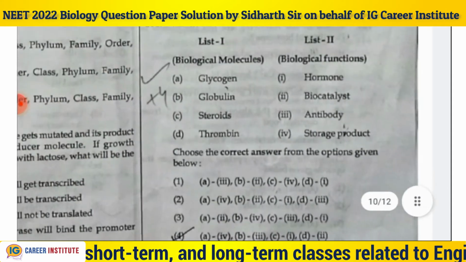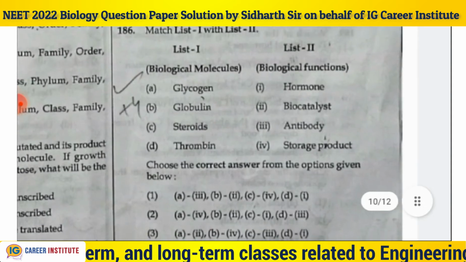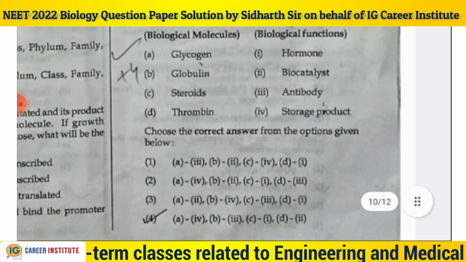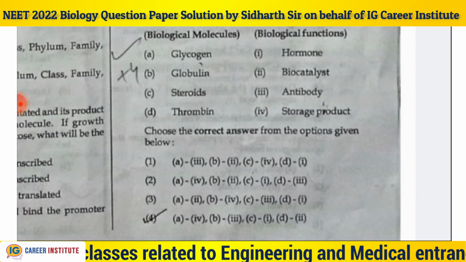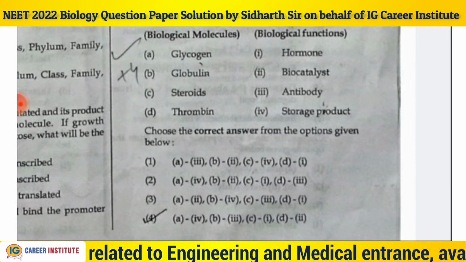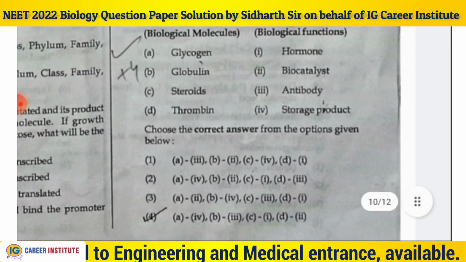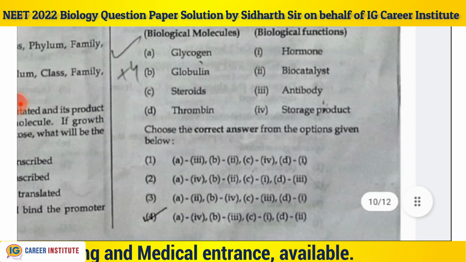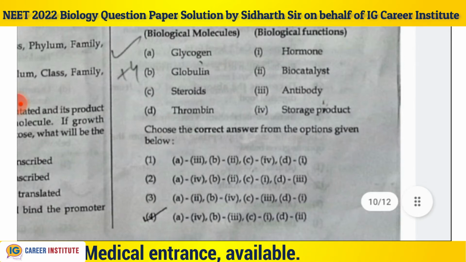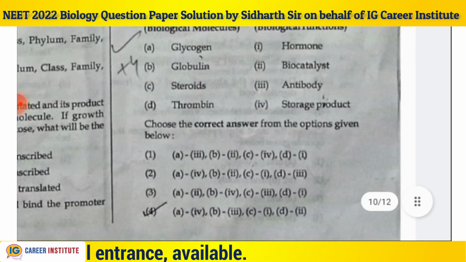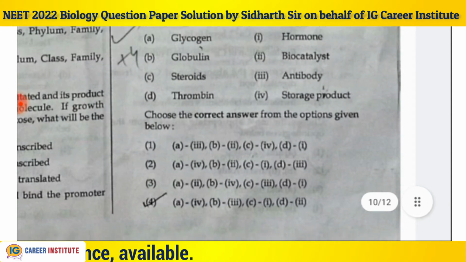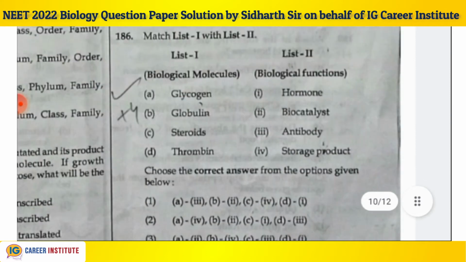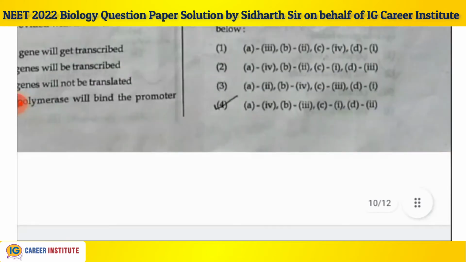186. Match the biomolecules with their function. Glycogen, you know, glucose to glycogen, storage product. Globulin is antibodies, we all know. Steroids are basically hormones. Their hormones are of steroid origin or protein origin or catecholamine. So steroid hormone. Thrombin is a biocatalyst which converts fibrinogen to fibrin. So we all know. Question 186, 4 is the answer.